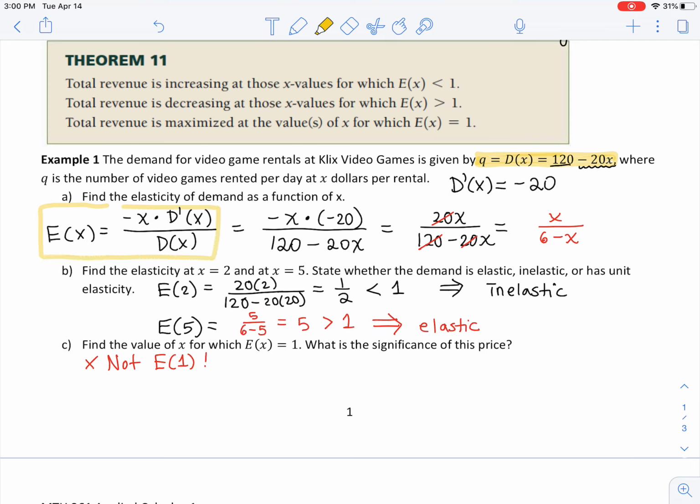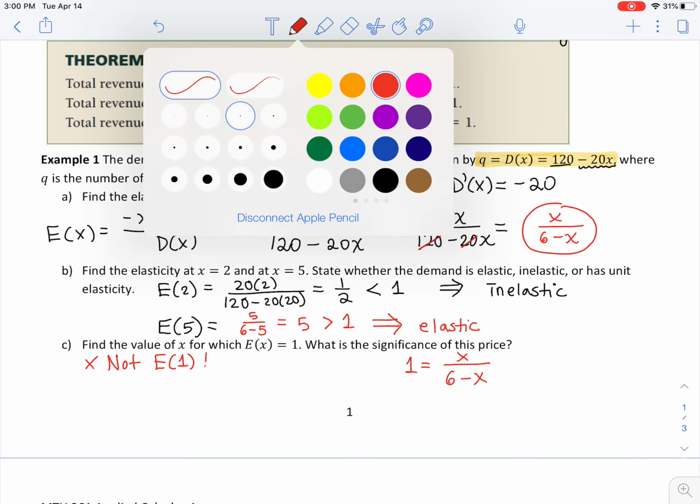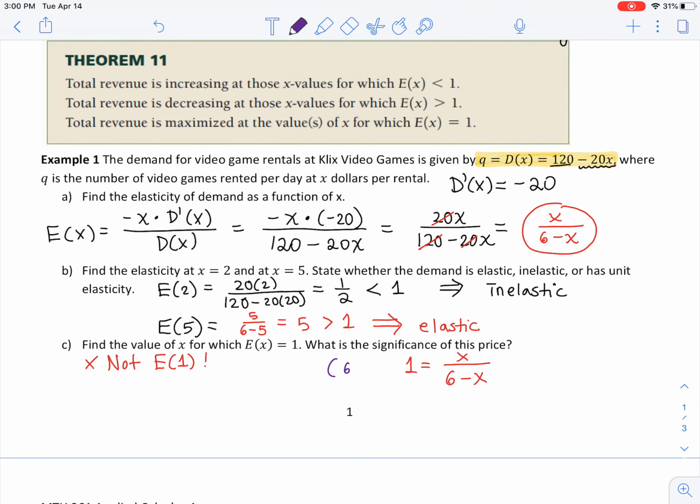This is not what we want. What we're going to do is set this entire elasticity function equal to 1. So 1 equals... I'm not going to use this function. I'm going to set this, that looks simple, to 1. And we're just going to have to solve for x, the price, okay?